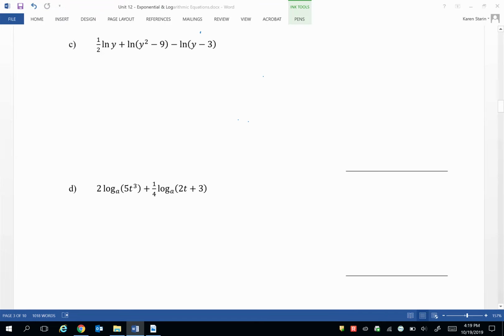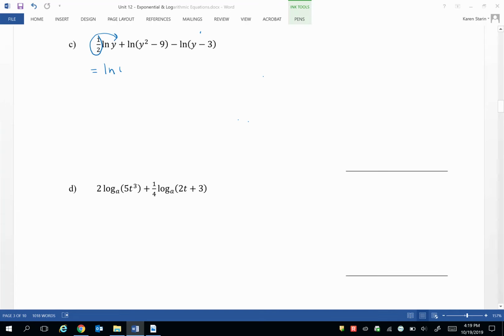Part C: 1/2 ln of y plus ln of the quantity y squared minus 9 minus ln of the quantity y minus 3. We have three terms here. Only the first term has a factor in front of the log. So let's take that 1/2 and return it to the place of the exponent in the argument. So our first step will be to take care of that.